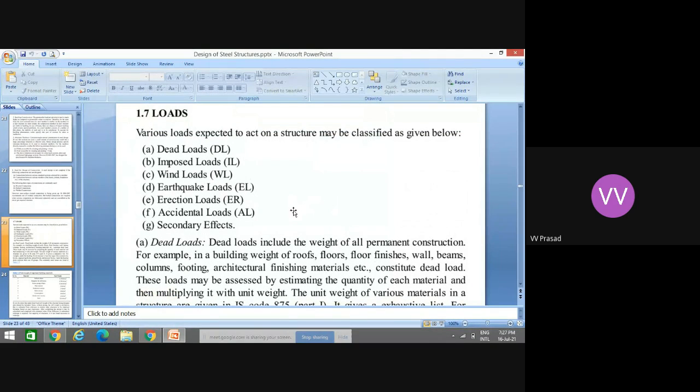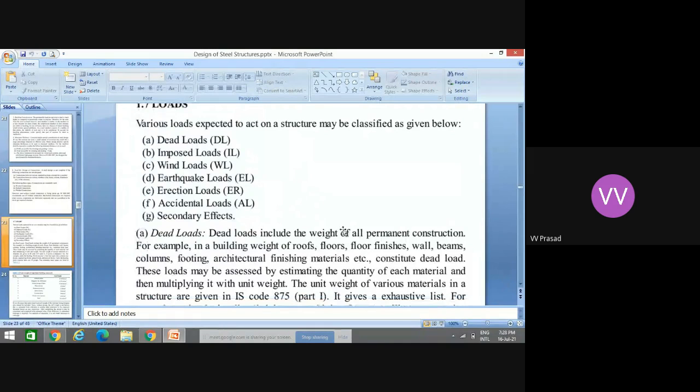Before going to design the steel structures, there are so many loads to be considered first. Otherwise, it is very difficult to analyze the structures. First one is dead loads. Dead load means it is the self weight of the structure, the own weight of the structure. Next one is live loads. Live loads mean the temporary loads. Wind loads, earthquake loads, erection loads, accidental loads, and secondary effects are to be considered.